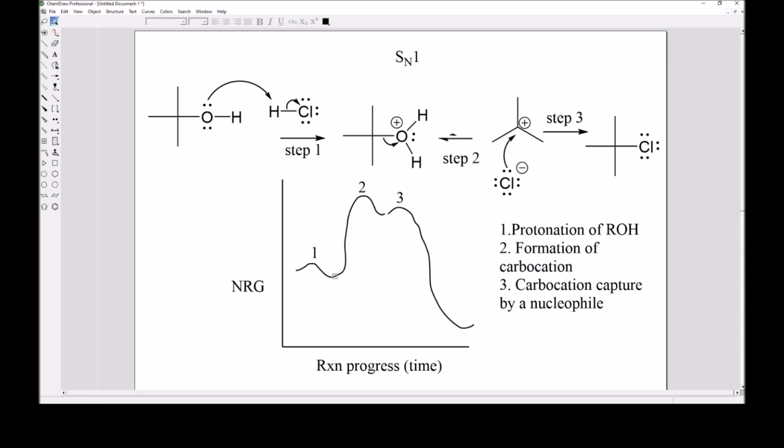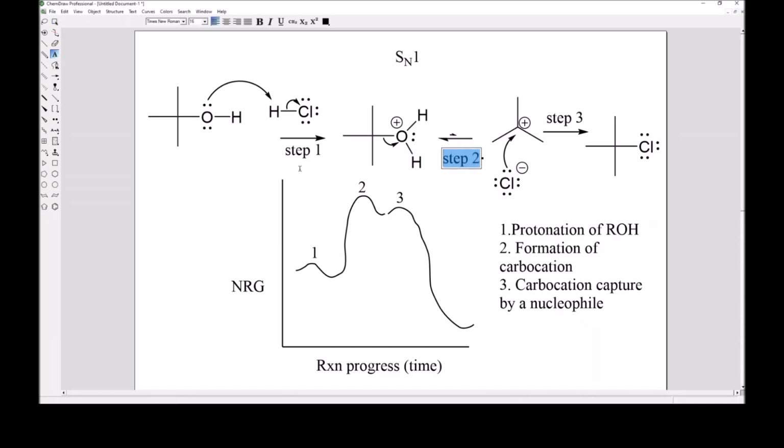How fast it happens depends on only one of these 3 humps. And this is the concept that is important to chemists, both biochemists and organic chemists, the concept of rate determining steps. So the rate determining step is the step that has the highest overall activation energy. And that is step number 2. Step number 2 is your rate determining step.